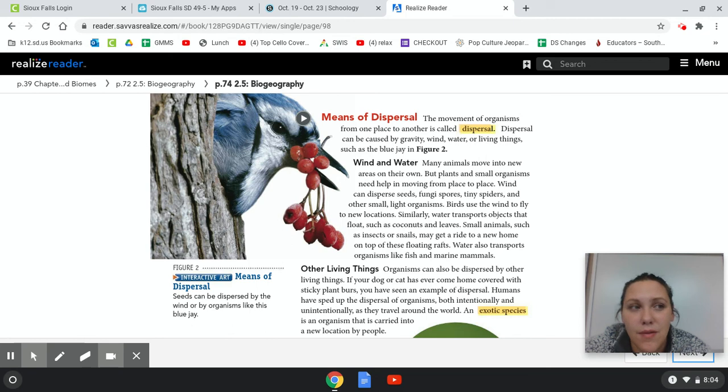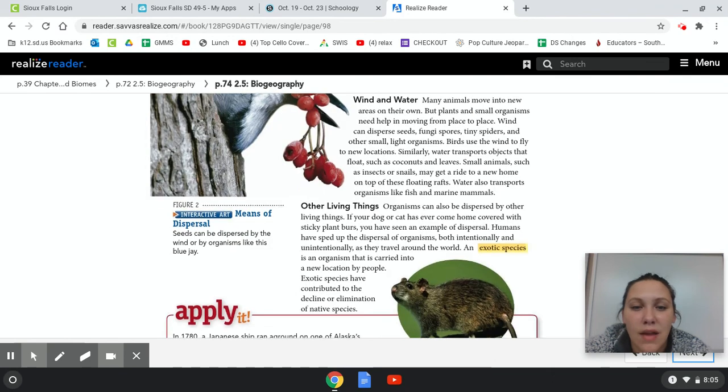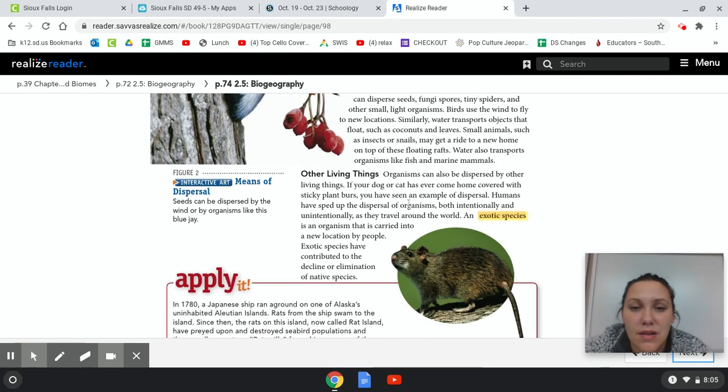So it's these organisms that are moving these other organisms to and from. Think of if you have a pet, you walk your dog, and your dog gets little cockleburs or thistles on him. And then as you're walking, those thistles fall off to other areas, like other people's lawns. That's dispersal. So, one way of dispersal is wind and water. I want you to read through that so you can understand that. Another way dispersal is other living things. So, it says organisms can also be dispersed by other living things.